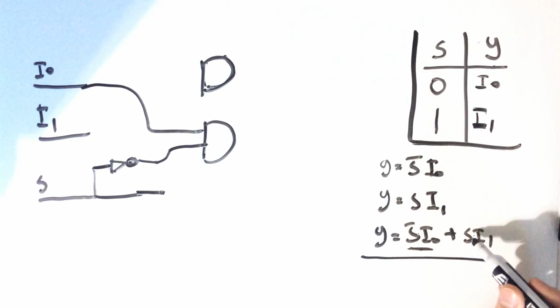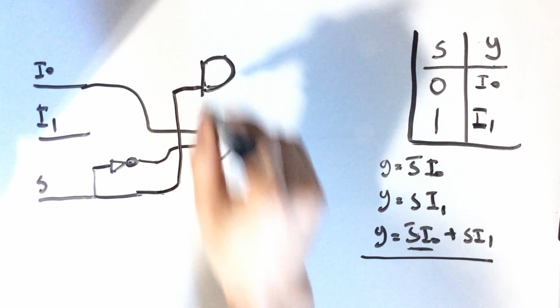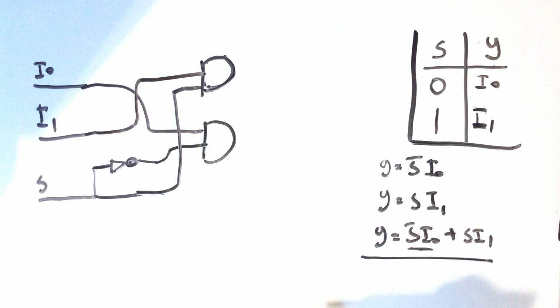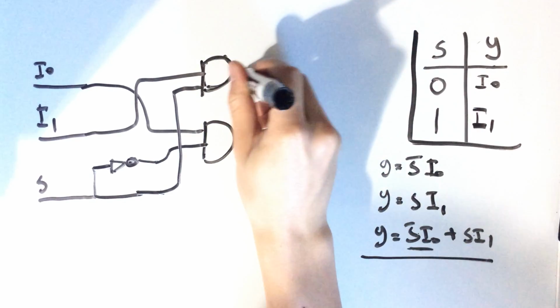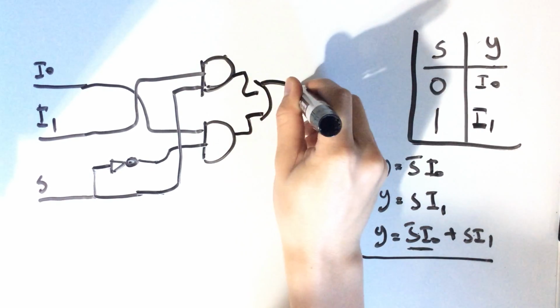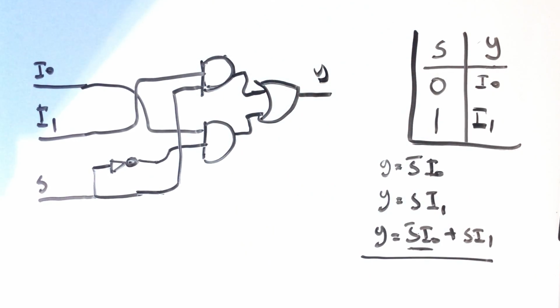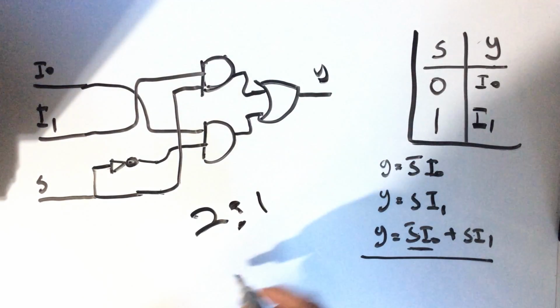And now let's take a look at the next one. We have S and I1 connected to the second AND gate right here. So S right here and I1, connected to that right there. Now that we have these two hooked up, we're going to need an OR gate because of this plus sign. So we're just going to simply do that with this. And that is how the circuit diagram looks for a multiplexer, or at least a 2-to-1 multiplexer.